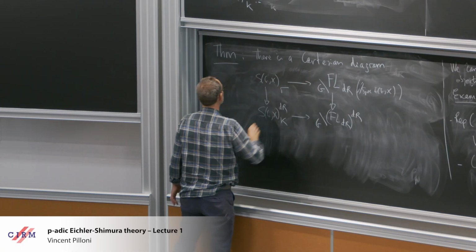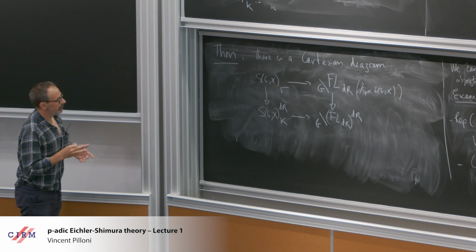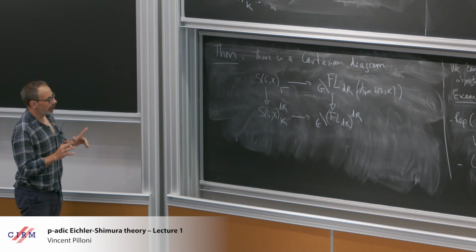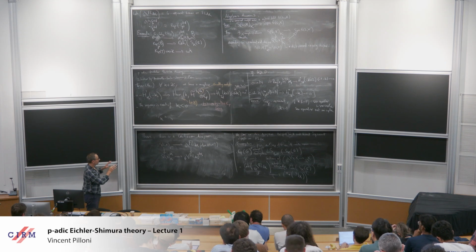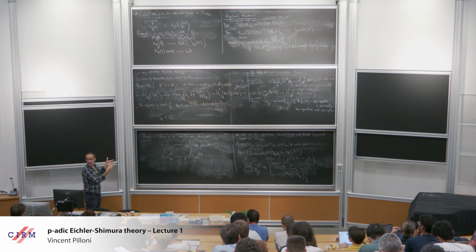Okay, so that's a Cartesian diagram. I will explain. The goal for the remaining time is to explain the terms in this diagram and to explain how the proof of this Cartesian diagram goes and how you use it. Okay, what is this good for?